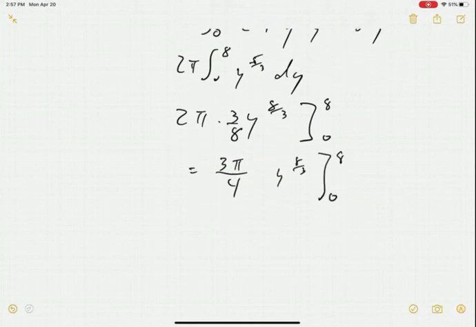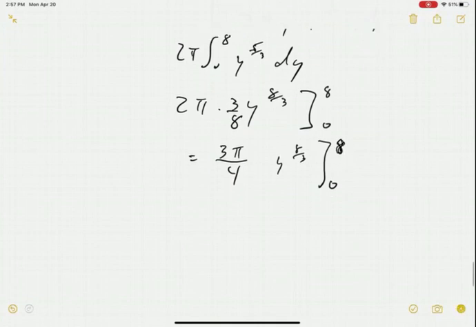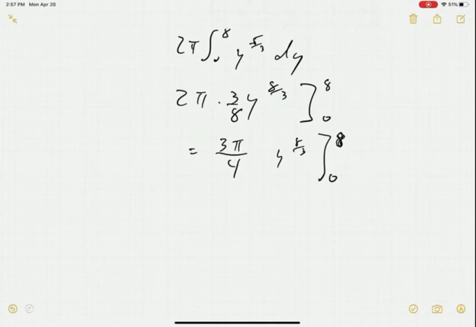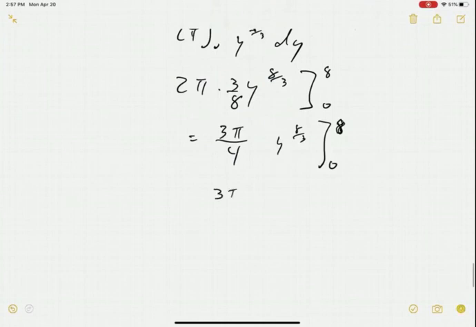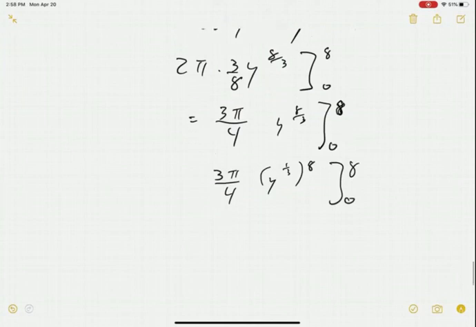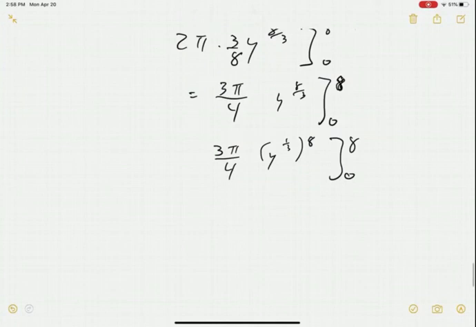I'll go through and actually try and find the numerical value. Okay, y to the 8/3. If I plug 8 into that, that would be messy. But I could think of this as y to the 1/3 to the power of 8. So I plug 8 into this. What's 8 to the power of 1/3? The cube root of 8 is just 2.